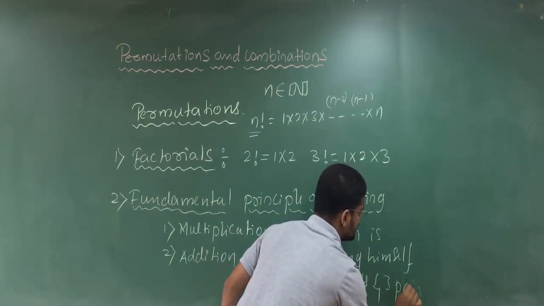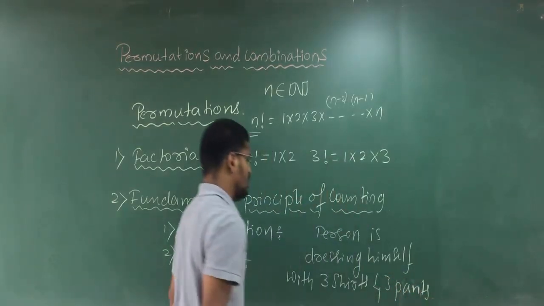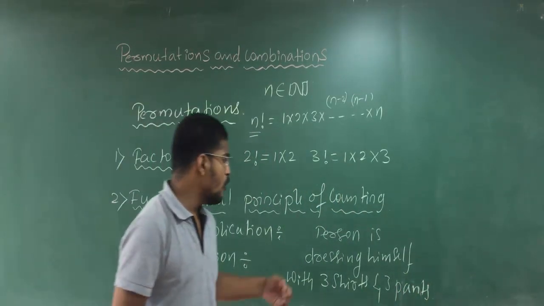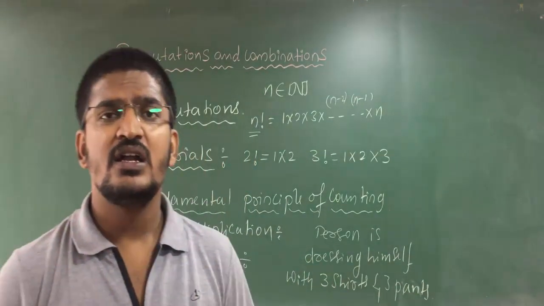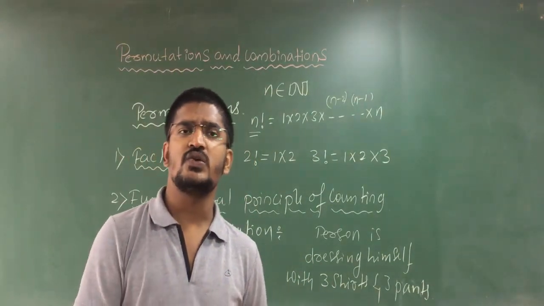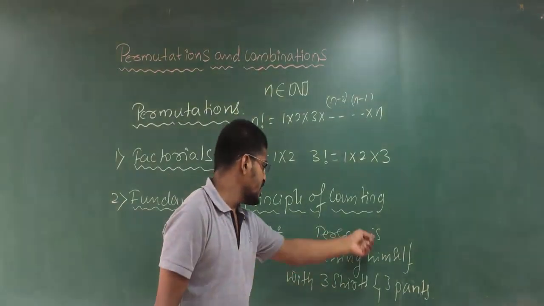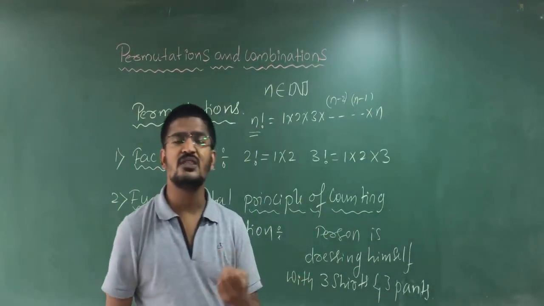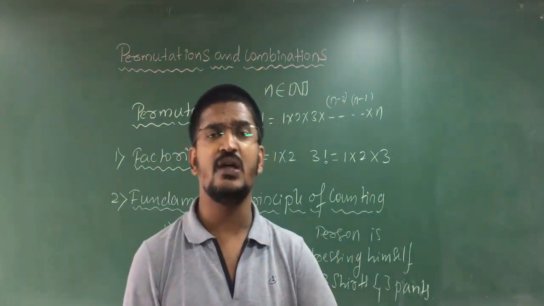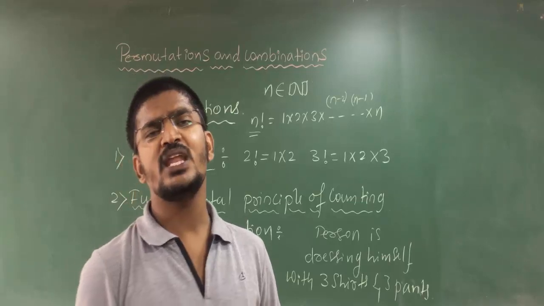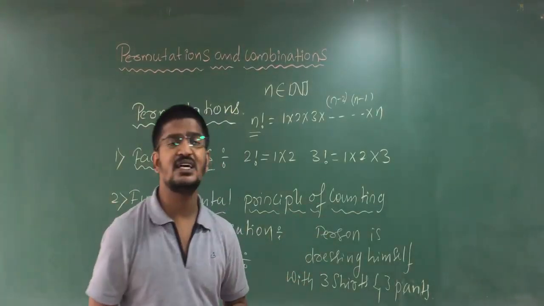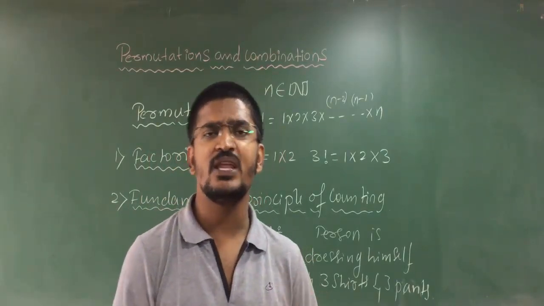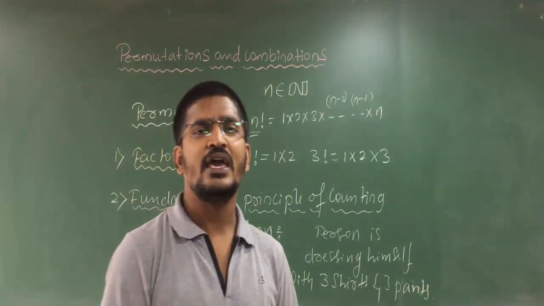Clear students? 3 shirts and 3 pants. So in how many number of ways can that particular person dress himself? Then how many number of ways are there to make his event complete? That is, in how many ways he can dress up.